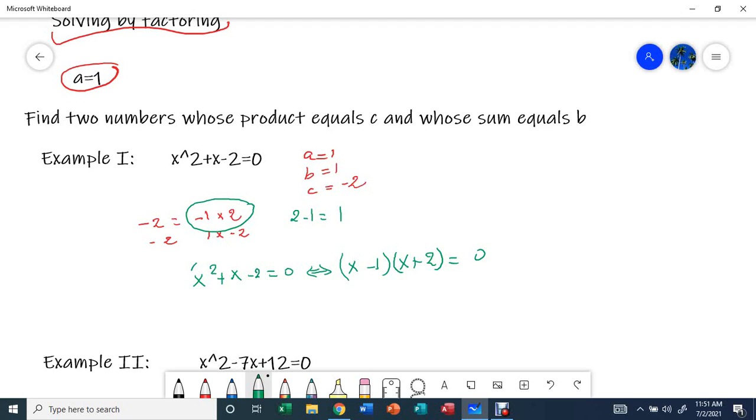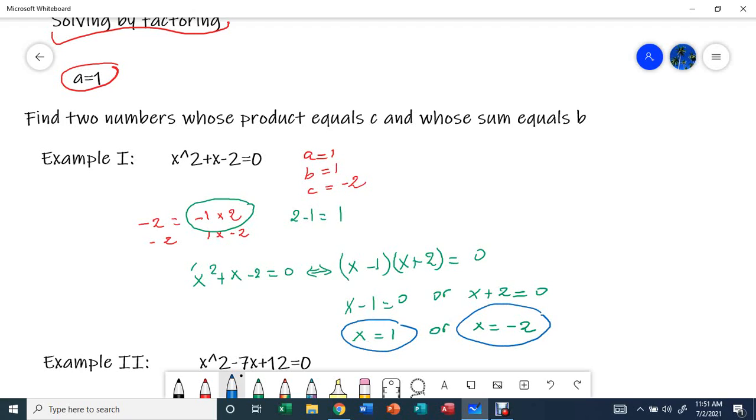Now using the zero product property, x minus 1 equals 0, or x plus 2 equals 0. Now you add 1 to both sides, you get x equals 1, or x equals negative 2. Those are your solutions to the equation in example number 1. It has two solutions, x equals 1 and x equals negative 2.